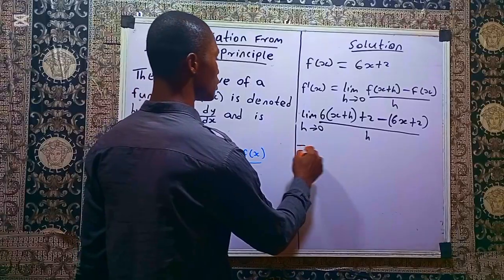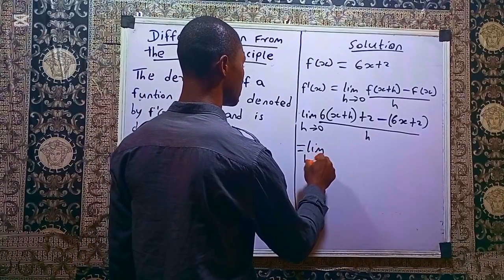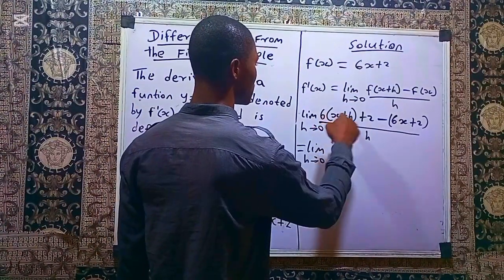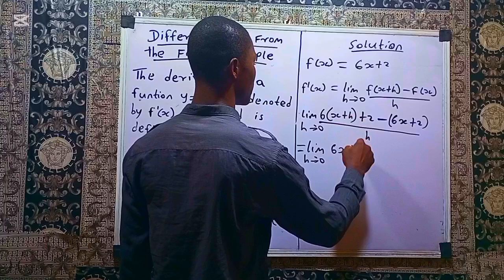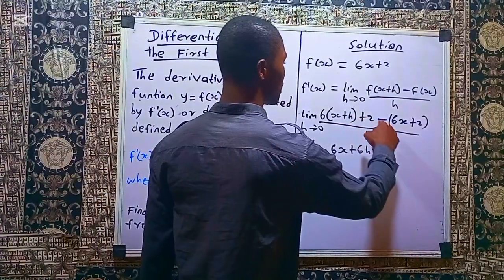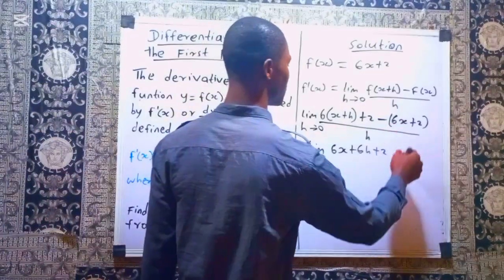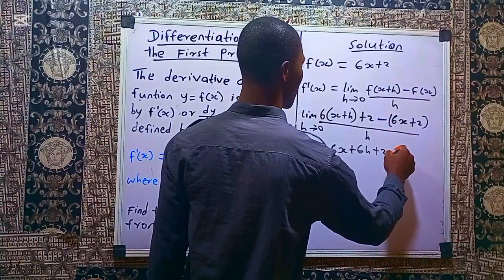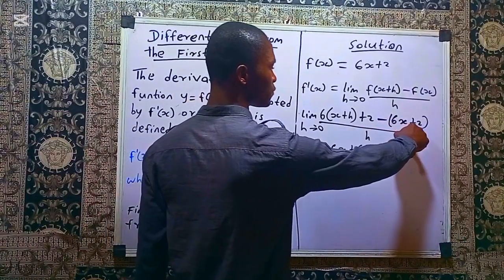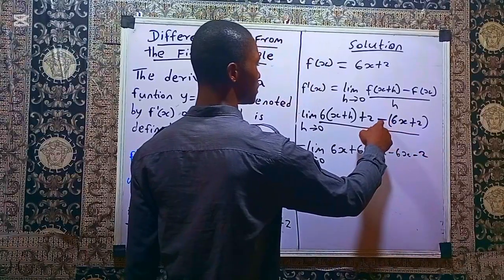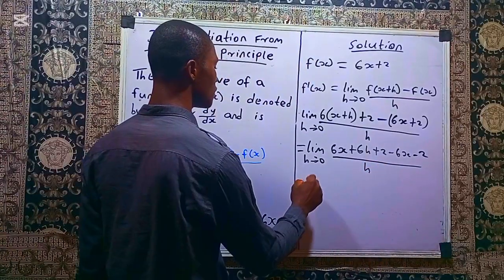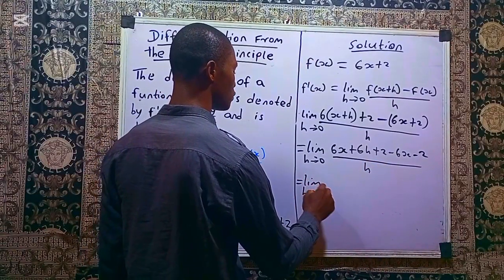So this will be equal to limit as h goes to 0. We can open this bracket, right? If you open this bracket, 6 multiply x is 6x, plus 6 multiply h is 6h. Then plus, we have plus 2 here, right? Plus 2. Then this minus, we can distribute this minus in the bracket. So we'll be having minus 6x. Then minus multiply positive 2 will give us minus 2. So I've distributed this minus to this bracket and opened the bracket. All divided by what? h. So we'll go again, that's limit as h goes to 0.